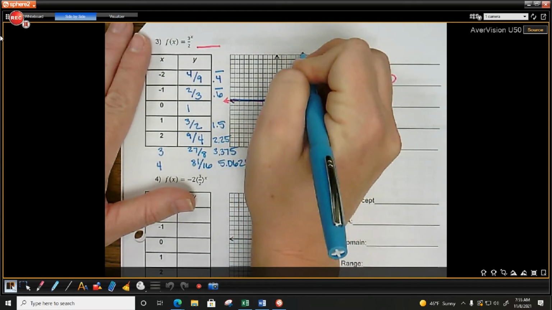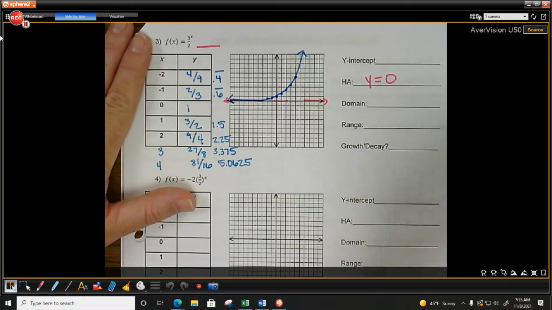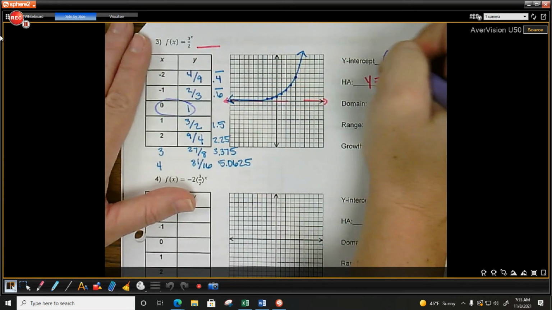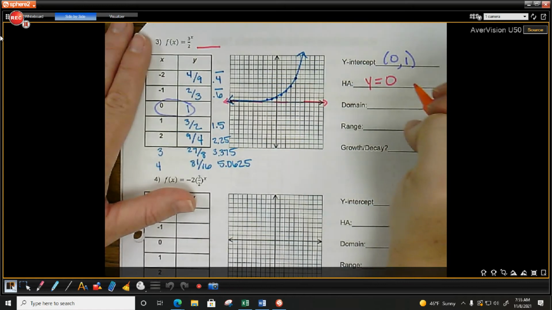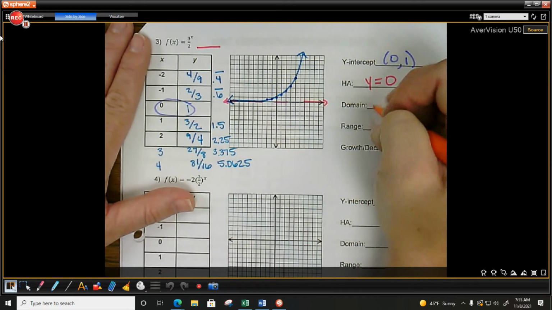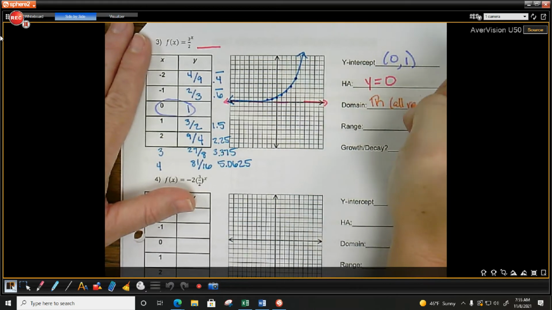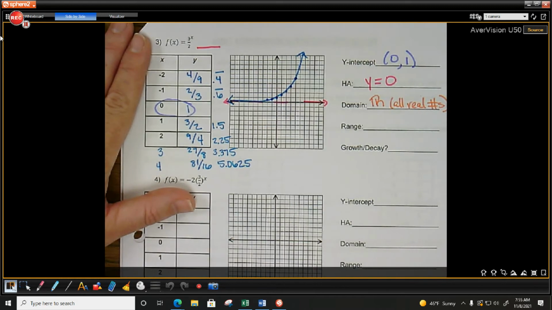Where's your horizontal asymptote? 0, 1. What's my domain? All real numbers. There is a restriction on my range. What's my range? Y is greater than 0.